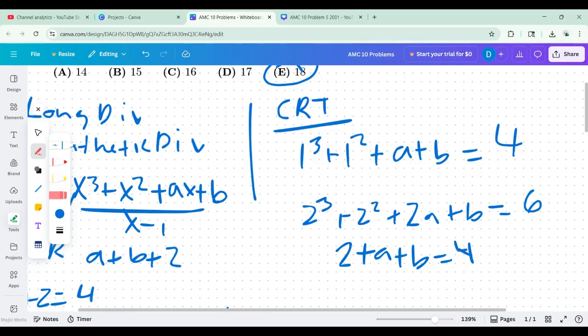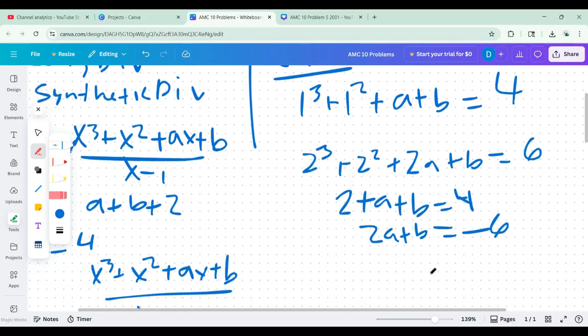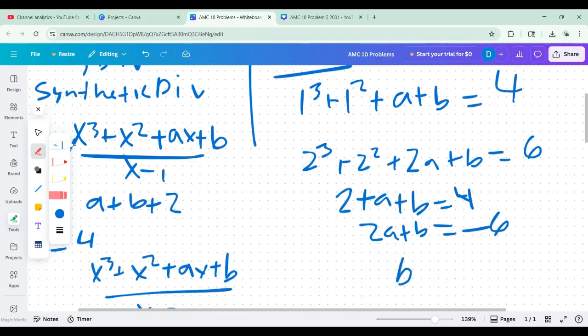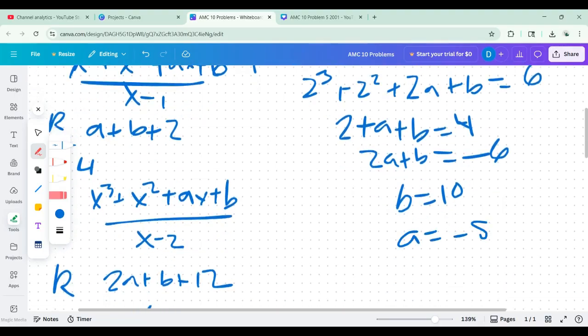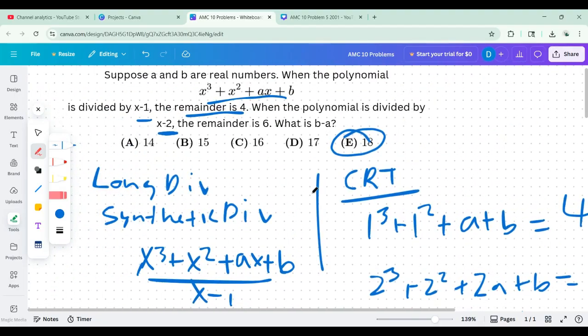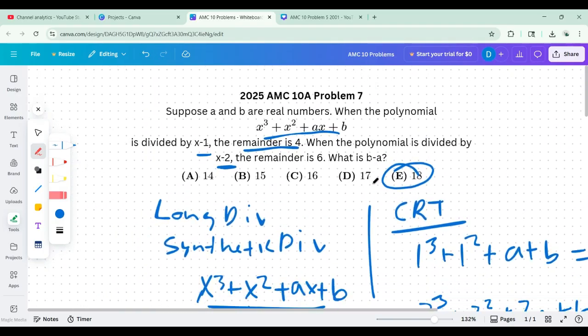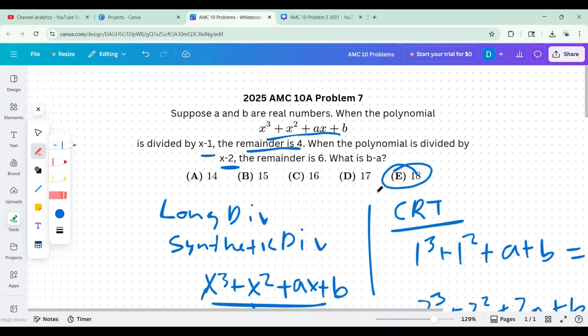We just solve another system of equations that is exactly the same. 8 plus 4, 12 minus 12 is equal to negative 6. And then we see that b is once again 10, a is negative 8. And then we have the same answer, which is E. So we have 2 instances on how to solve it, and we get the answer E.